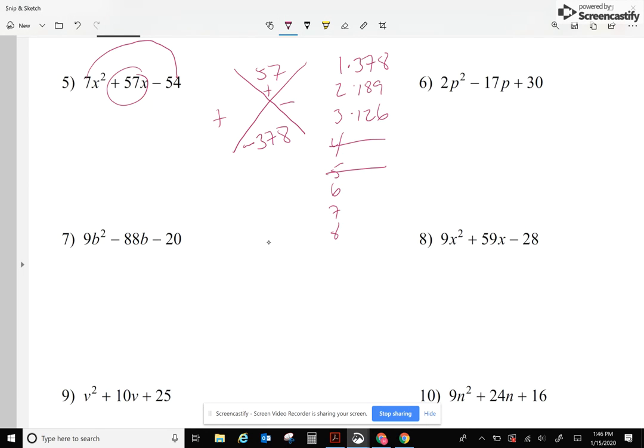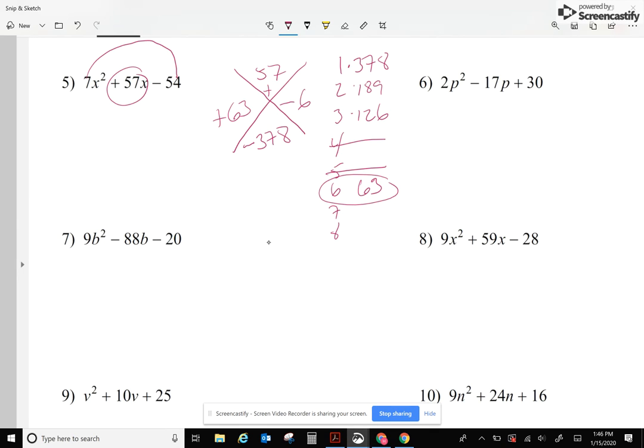it gives me 63. When I subtract these numbers, I get 57. So that's what I want. Remember, I'm subtracting my numbers because I have different signs. If I had the same sign, I would be adding my numbers. I want the biggest one to be positive because positive 57. So I'm going to go 63 minus 6.